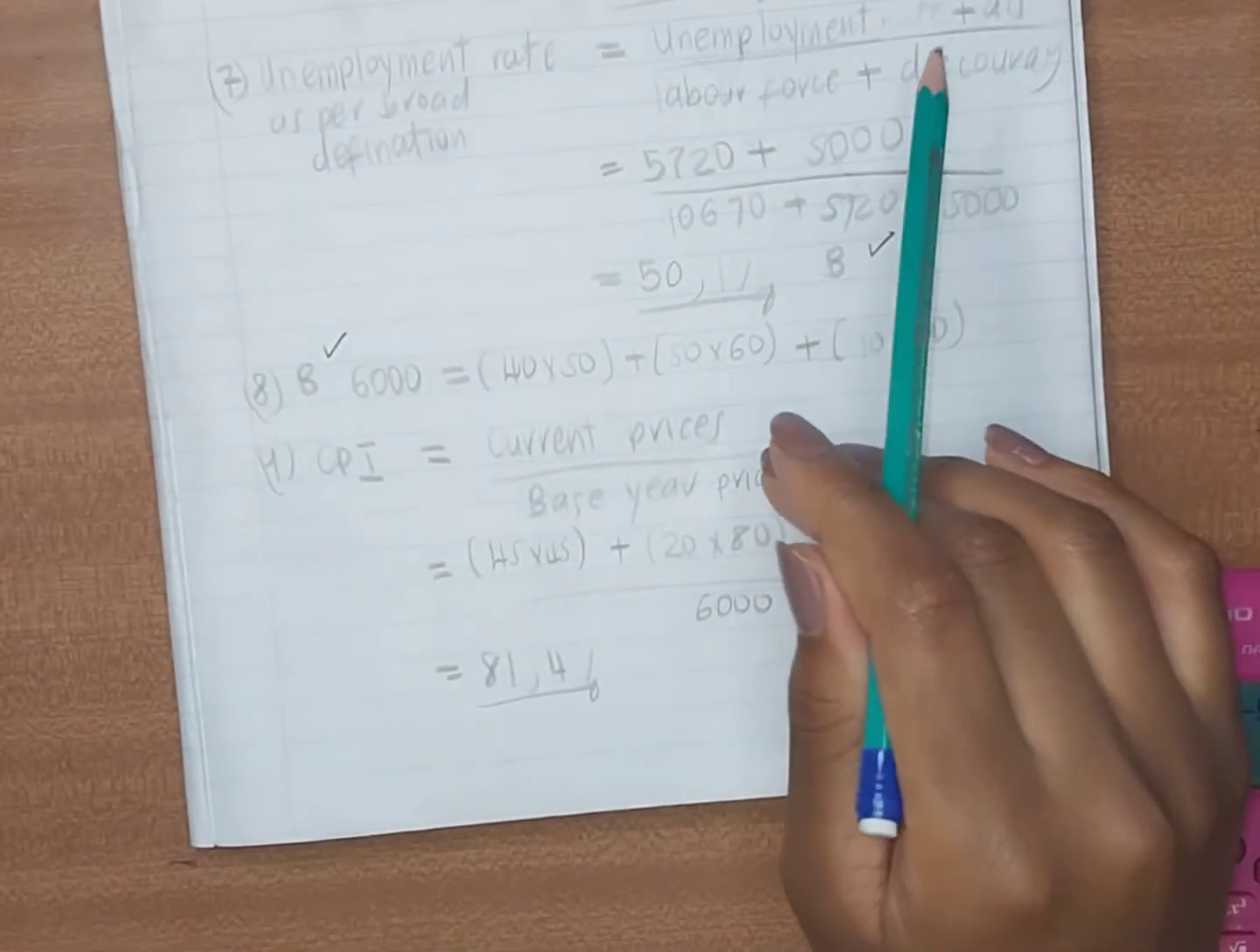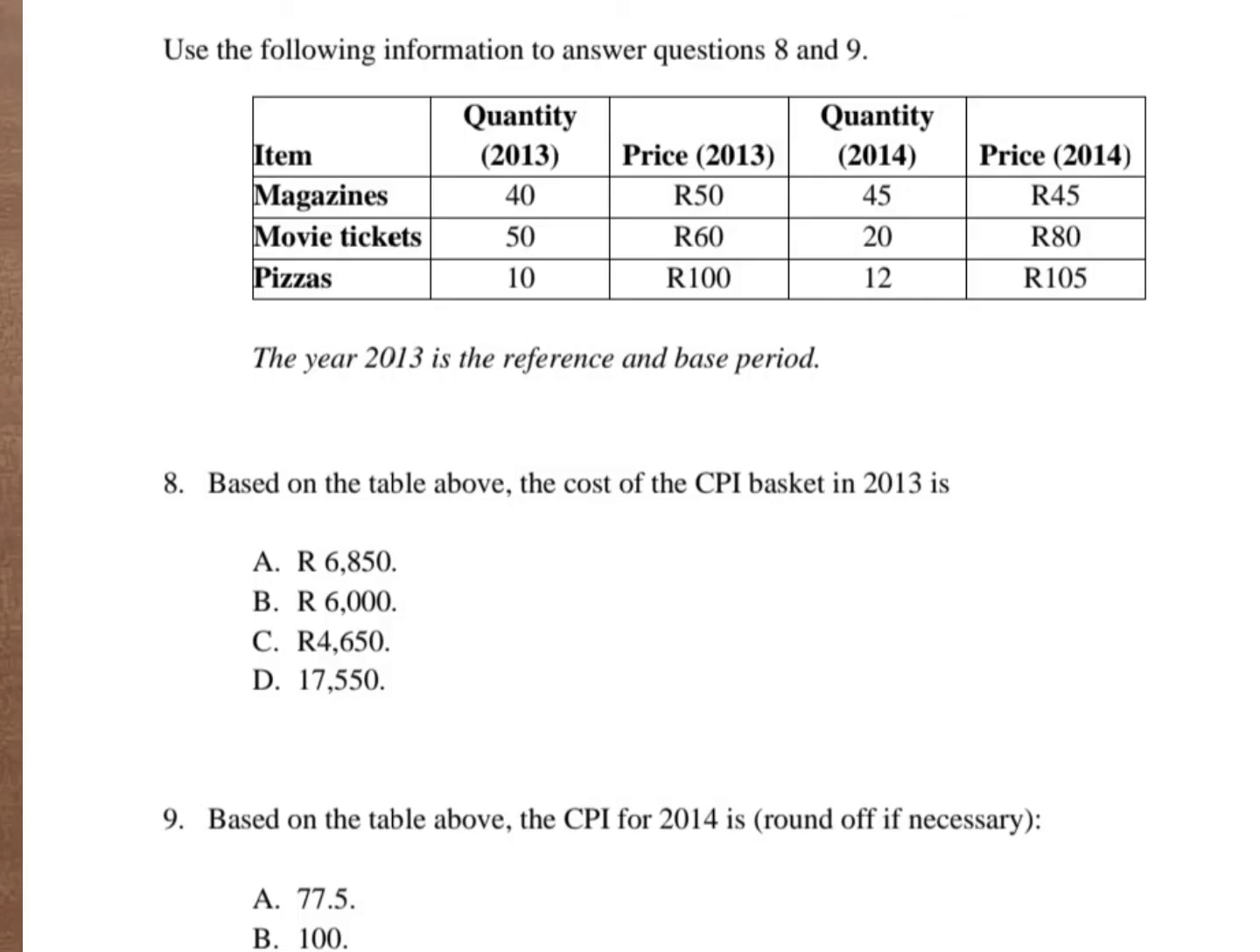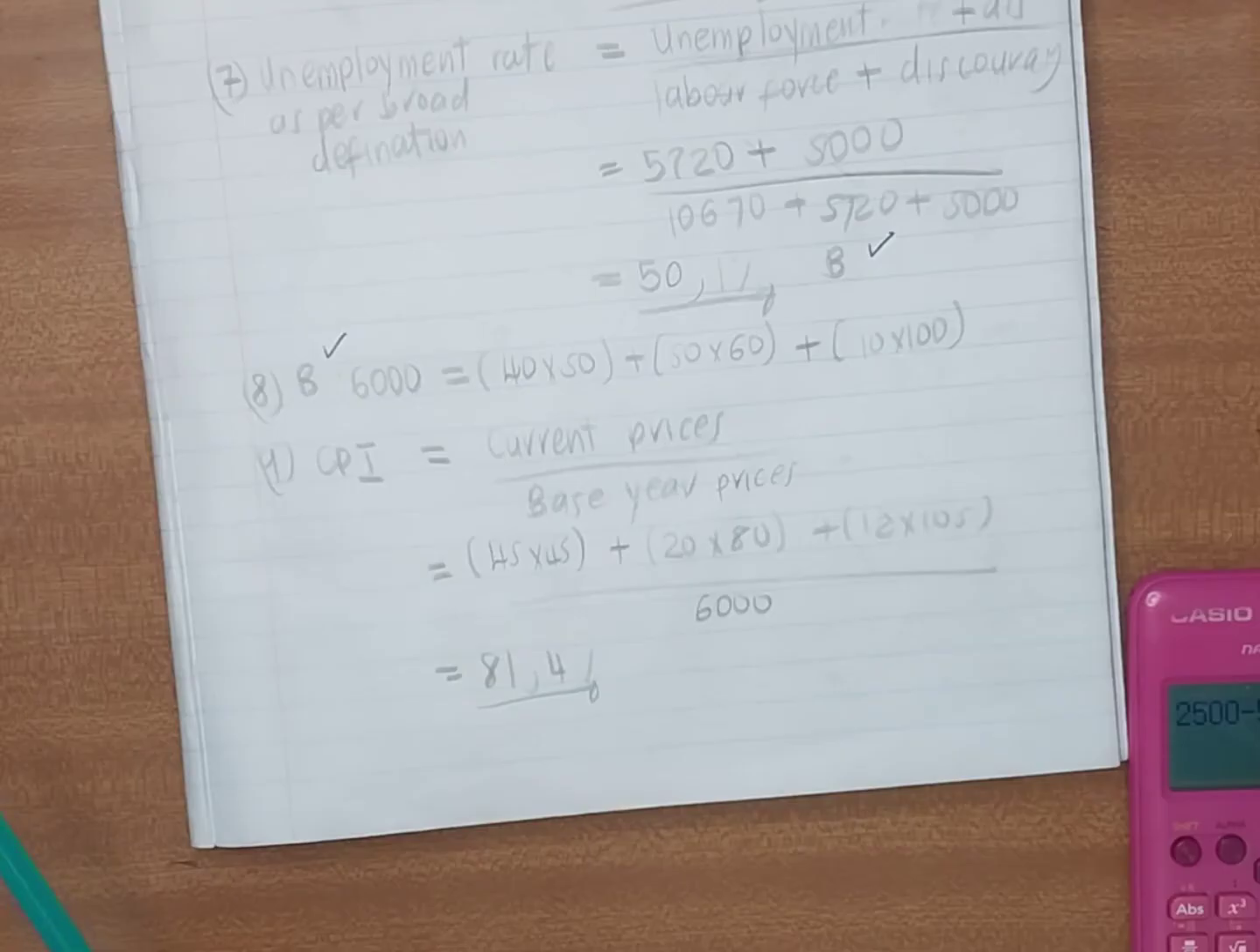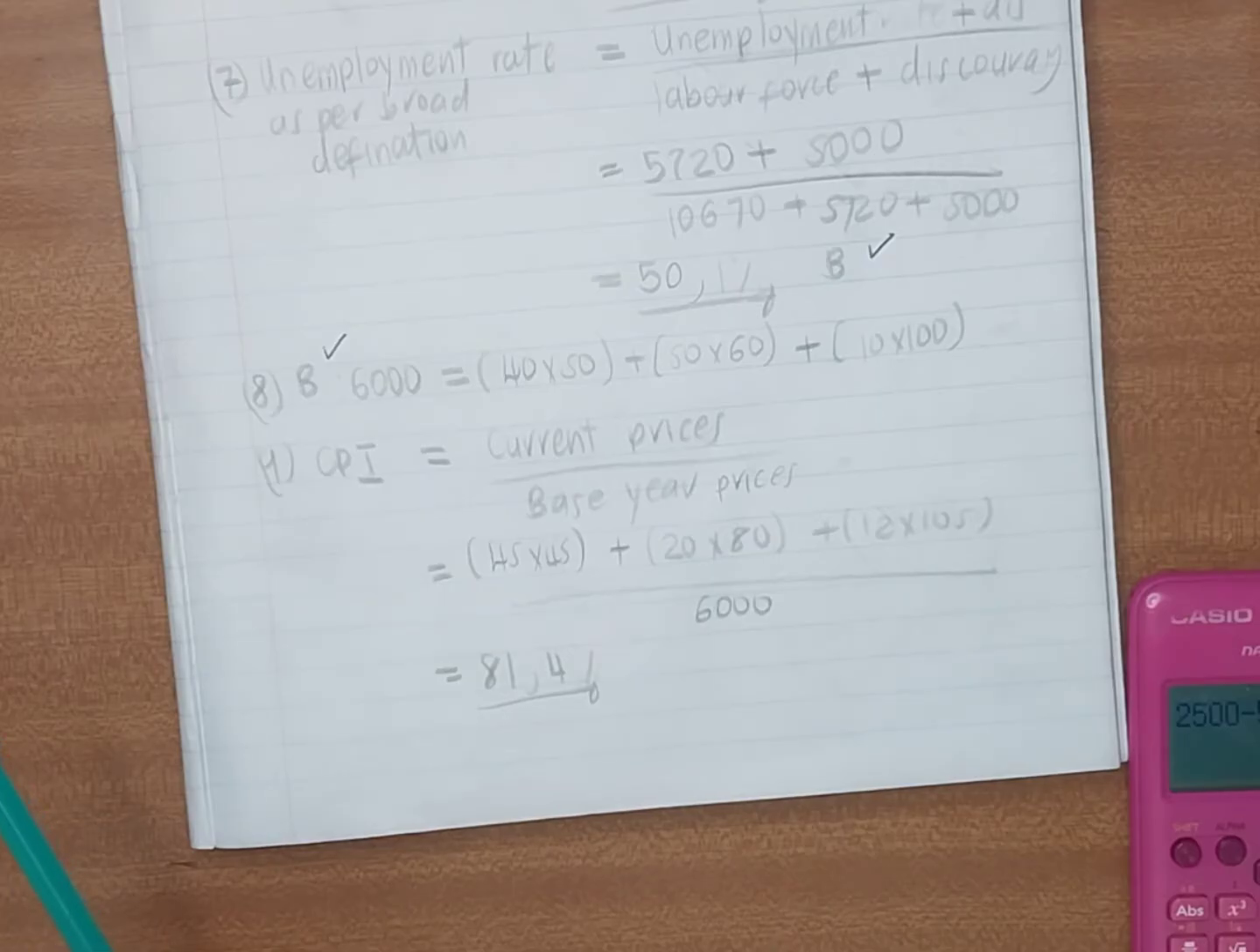So let's get to number 8. Number 8 says, use the following information to answer questions 8 and 9. You're given a table with quantity and prices for 2013, and quantity and price for 2014. They say the year 2013 is a reference year and the base period, meaning the CPI in that year is going to be 100. So how do I calculate CPI in general? The CPI is, as I said before, the prices of goods and services right now multiplied by their quantity, over the prices of goods and services in the base year multiplied by their quantity in the base year.